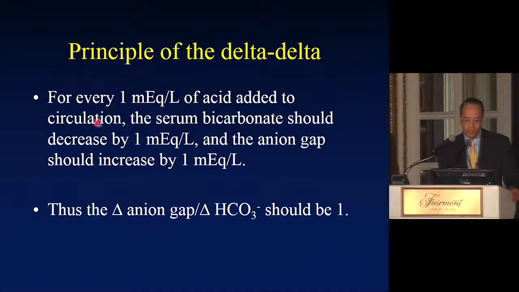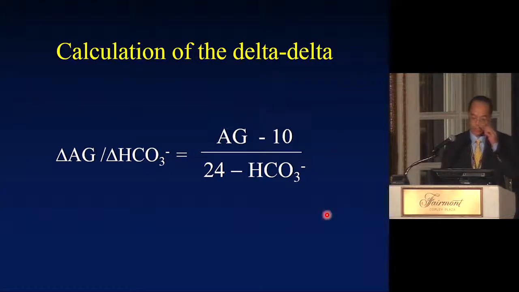And so here's the premise of the delta-delta, which is that for every 1 milliequivalent per liter of acid that enters the circulation, it lowers your bicarb by 1, or in other words, it should increase your anion-gap by 1. So therefore, if you calculate the delta anion-gap, the change in your anion-gap from normal, and the delta bicarb, the change in the bicarb from normal, they should be equal, and it should be equal to 1 if it's a simple anion-gap metabolic acidosis. So how do we calculate this?